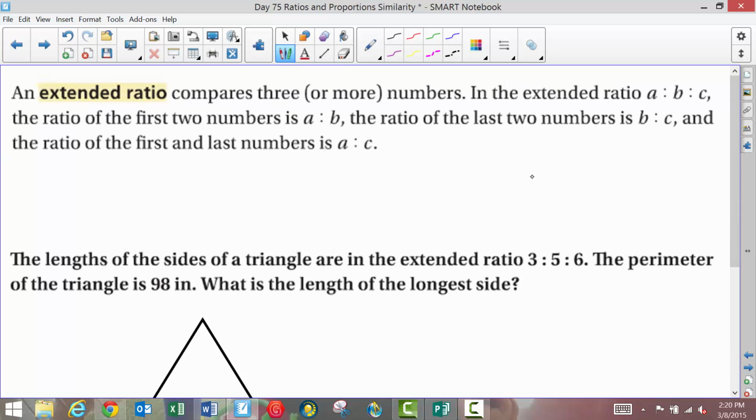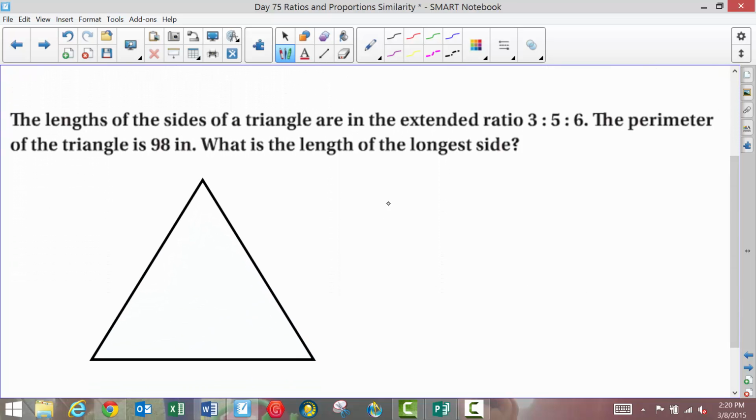You can also do this with extended ratios, where you have A to B, B to C, therefore A gets ratioed to C. It's like the transitive property: if A is equal to B and B is equal to C, therefore A is equal to C. So same thing, extended ratios. You can have a half equal to 2/4, which is equal to 10/20. That's an extended ratio when you have three ratios equal to each other. They're all the same.